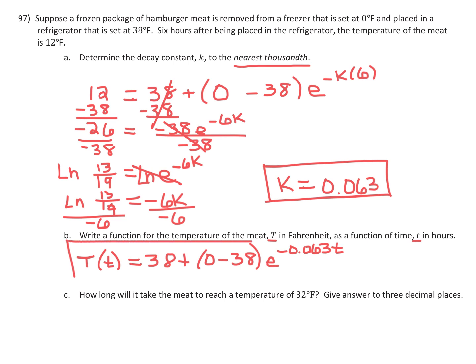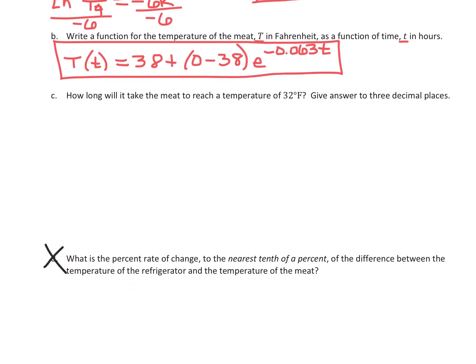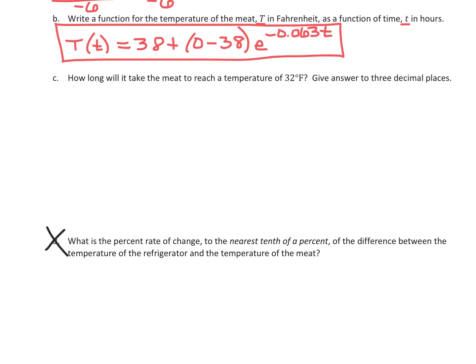There's our function. Now, most likely, we're going to use that function in part C. So let's see what it says. How long will it take the meat to reach a temperature of 32 degrees? Yeah, so we're looking for how long. We're looking for the time. Will it take for the temperature, this left side of the equation, to be 32 degrees? So let's replace T of t with a 32.